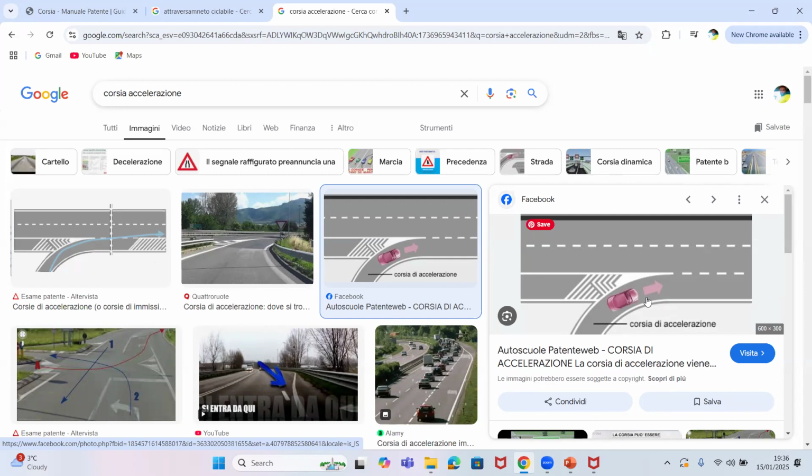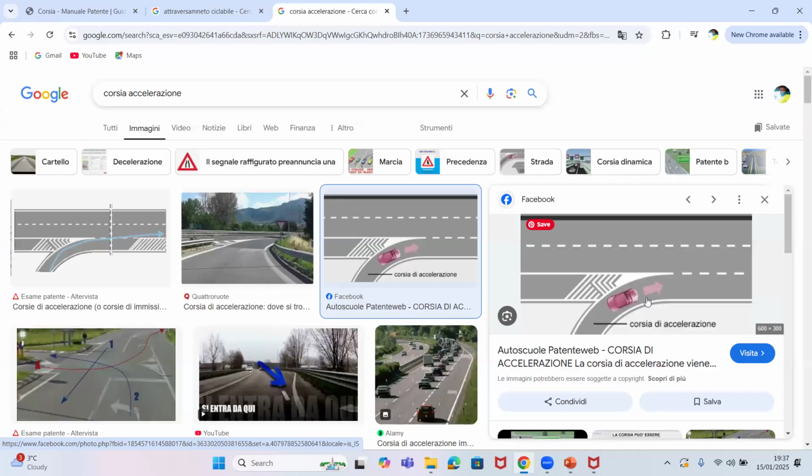This same situation, guys, you can still see it in the strada extraurbana principale. The same thing. The corsia di accelerazione serves the same purpose. It does the same thing. Is it clear now? Acceleration lane at autostrada and extraurbana principale. They do the same function, identical. Nothing changed. And only on those two roads will you see them. Is it clear now, guys?